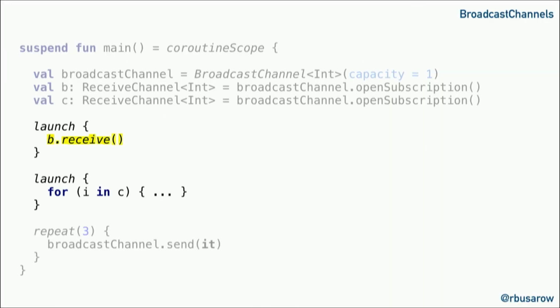I'm going to point out that right here, that's not right. We're not going to continue iterating over this B channel. We're only going to ask for 1 value, and then this coroutine is going to finish. Whereas the other receiver is the same as before. And then we're going to send these values to the broadcast channel instead of the other channels which we created.